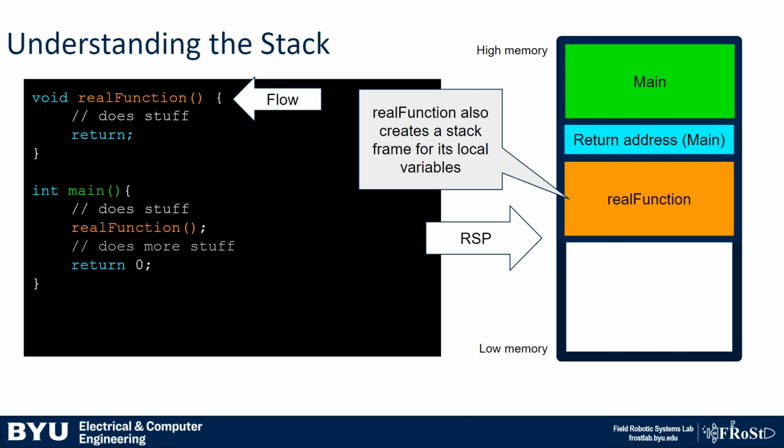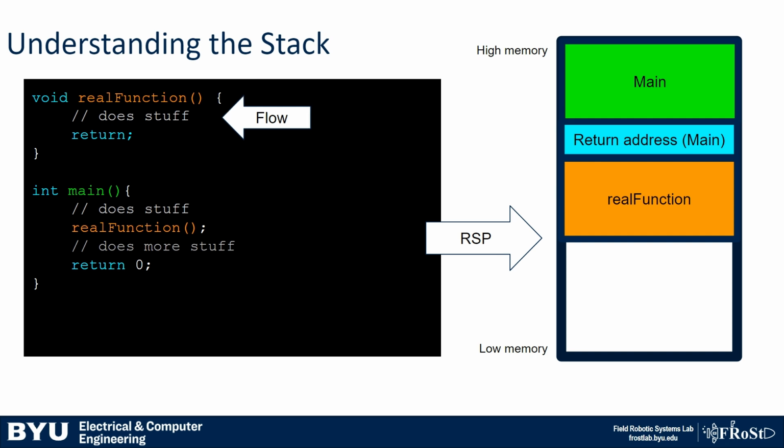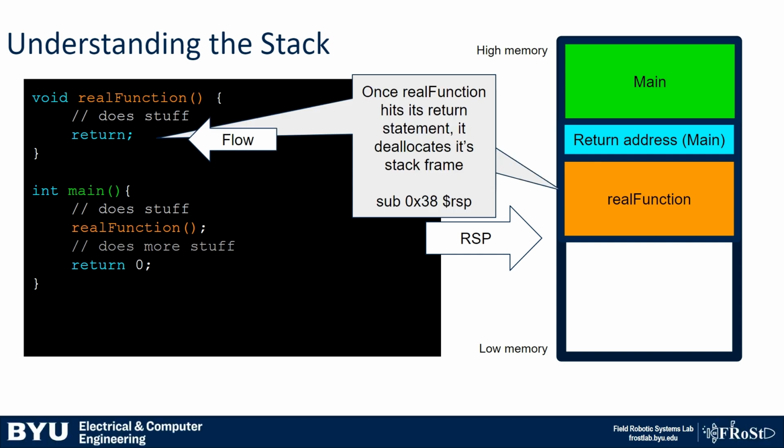So once real function is called, it might also create a stack frame. So it'll do the same thing where it adds onto the stack. It has its stack frame for doing its own thing. It's going to do stuff. And now when real function hits its return statement, it's going to deallocate its stack frame. And that'll be the reverse of the line for allocating the stack frame. It'll just subtract some amount of bytes from the stack.